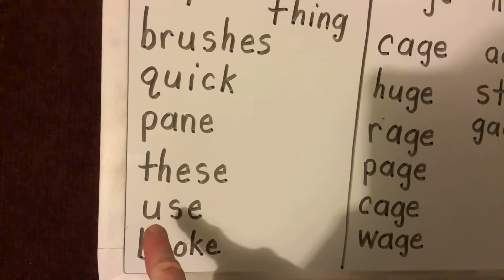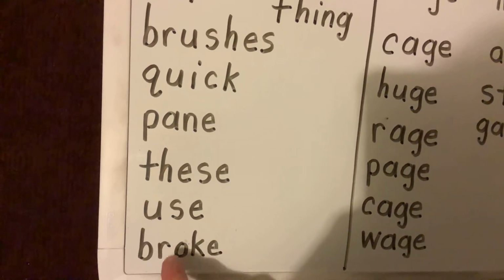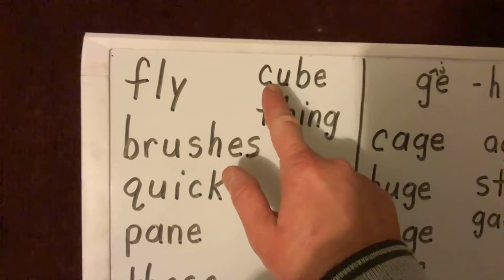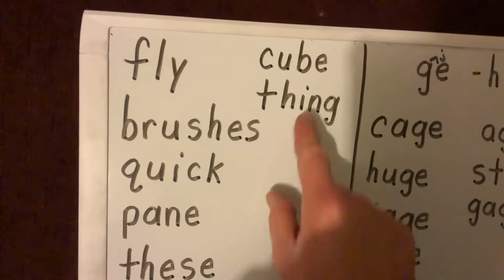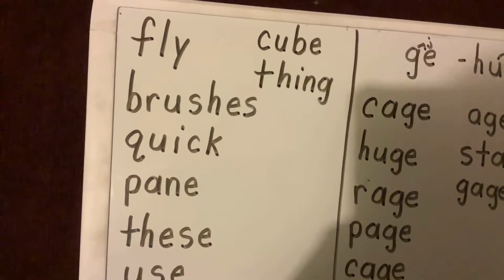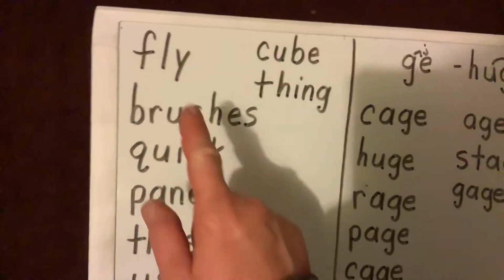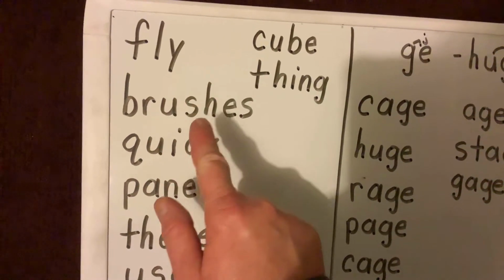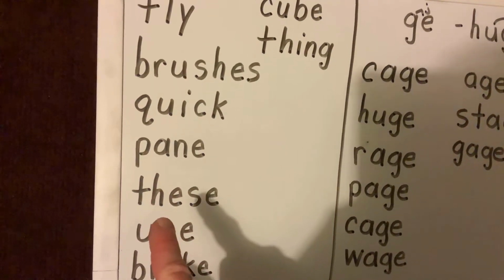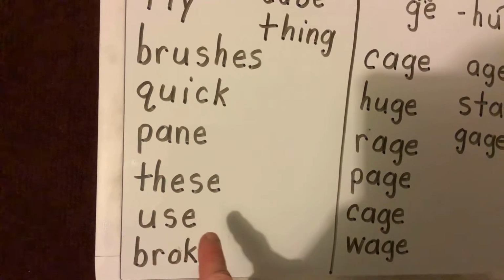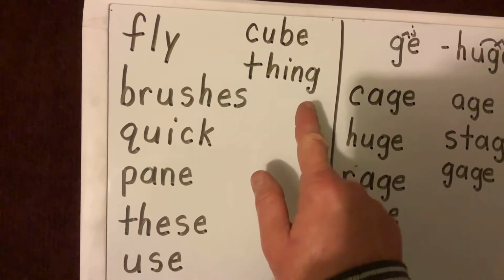These, use, broke. Remember that silent E makes the vowel say its name. Cube. ING says ing. Thing. Let's go back and read these a little bit smoother, like we're talking, just like we're reading. Strong first grade voice. Here we go. Fly, brushes, quick, pane, these, use, broke, cube, thing.